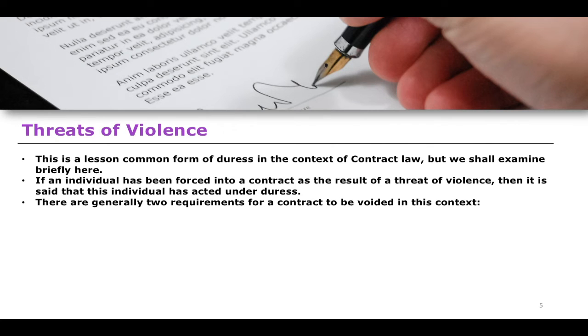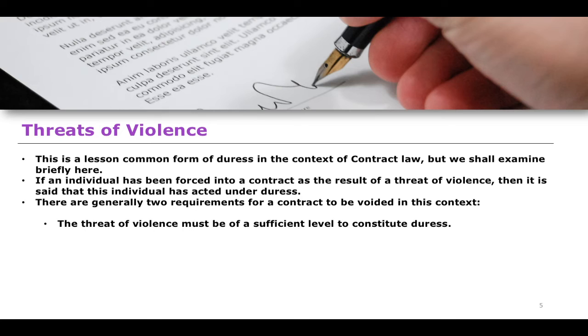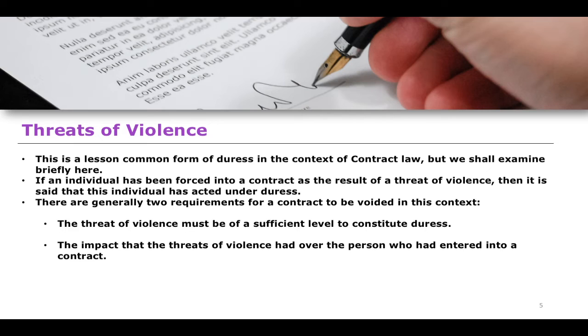So, generally speaking, in terms of this kind of duress, there are two requirements for a contract to be voided. The threat of violence must be of a sufficient level to constitute duress. The impact of the threats of violence over the person who entered into the contract must also be sufficient. So if I said to you, sign the contract or I'll slap you, and let's say I'm 5'2" and this individual is 6'7", then theoretically the impact of that threat of violence isn't particularly strong.